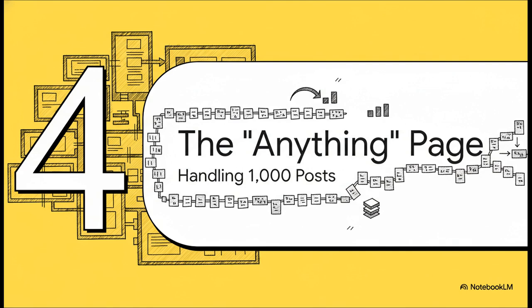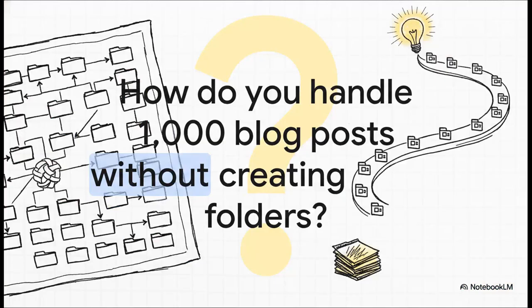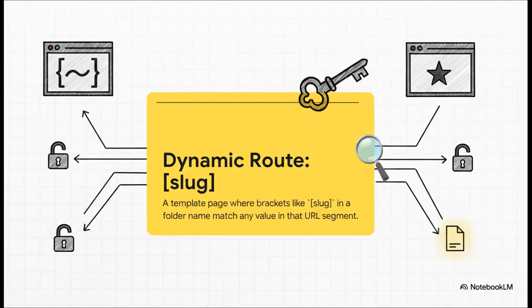But what happens when we need to scale up? How do we handle not just one blog post, but maybe 1,000 blog posts? Yeah, that's the big question, isn't it? Our file-based system is great, but nobody, and I mean nobody, wants to manually create 1,000 folders for 1,000 different posts. That's not a blueprint, that's a complete nightmare. There has to be a better way. And of course there is.